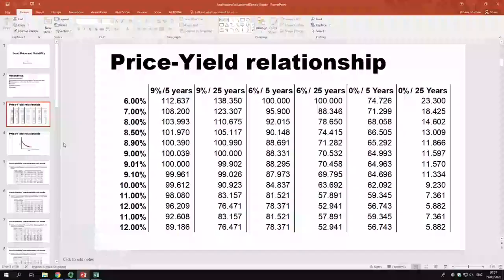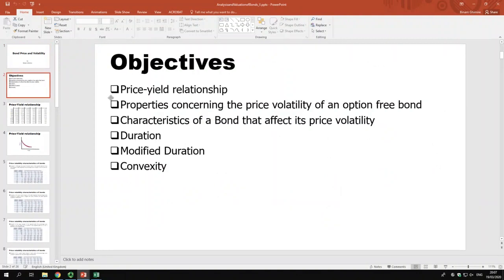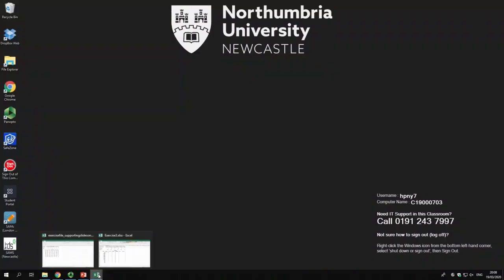Okay, now what we're going to talk about today is bond price and volatility. Different concepts such as these are going to be discussed, and in order to understand all of them you need to watch a number of videos that I am uploading. First, you will see that I'm talking about the price-yield relationship with the help of this example. This example is here in the Excel file.